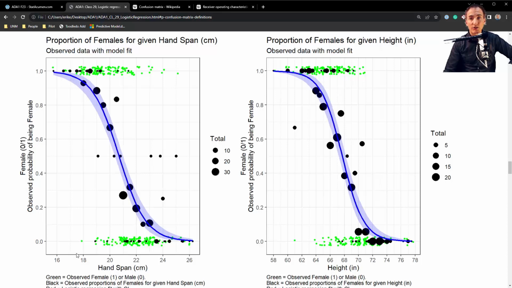Now, because this only has one x variable, this ends up being very easy. When you draw a line horizontally to here, because this is a monotonic function, it's strictly decreasing, you can draw a horizontal line over to the curve. Where it intersects, you draw a vertical line down, and you find a value of handspan. So let's just pretend that it's 21 centimeters, right? So anyone with a handspan of 21 centimeters or less is going to be classified as female, and everyone with 21 centimeters or greater will be classified as male. That's the basic idea. Okay.